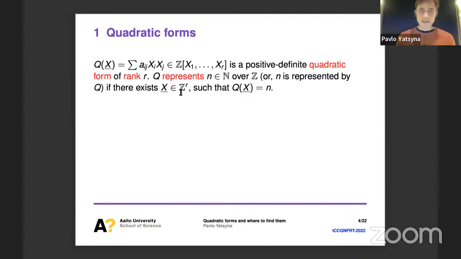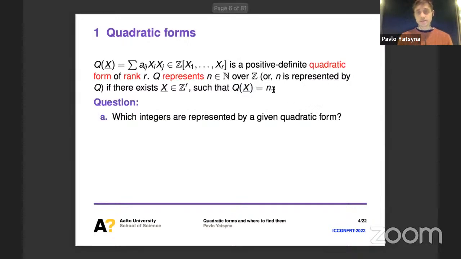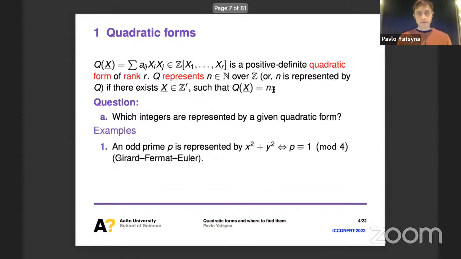There is some vector x in Z^r such that the equation Q(x) = n is satisfied. So we either say that Q represents n, or n is represented by Q. And so a question for us is which integers are represented by a given form. And we all met some examples of this problem.